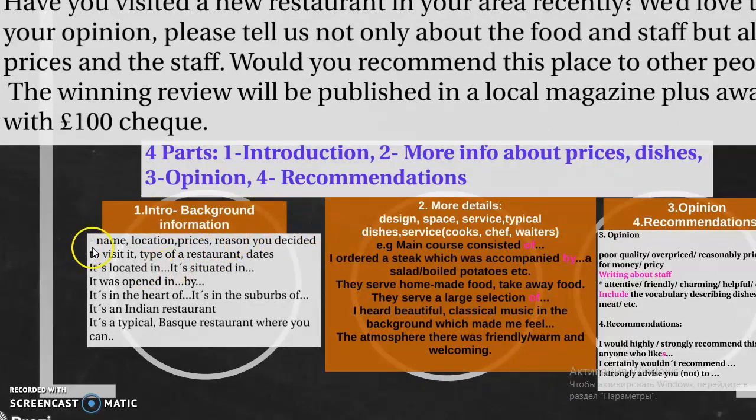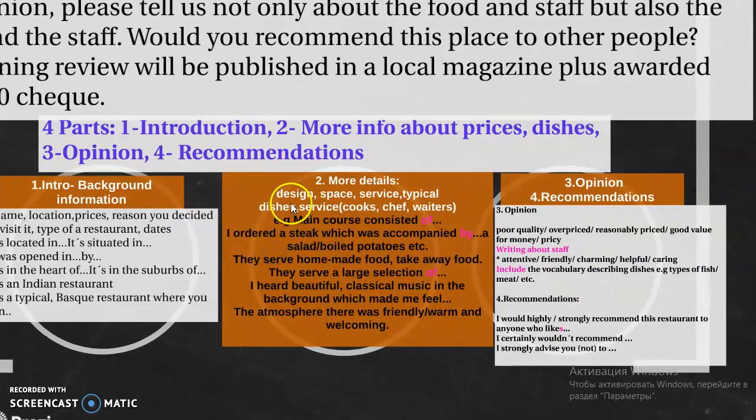Introduction, background information again: name, location, prices, the reason you decided to visit it, type of restaurant, where it's located, for example, it's an Indian restaurant, it's a typical one, and so on. More details: design, space, service, typical dishes, servers, cooks, chef, waiters. Here you can give as much information as you want, especially about the staff, their treatment, their dishes, the prices, the service, and everything.